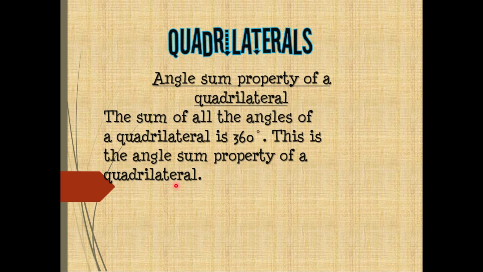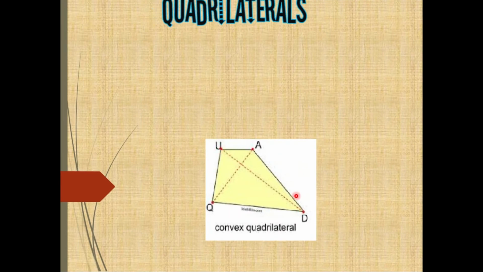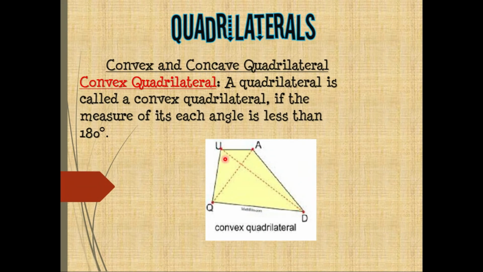Sum means, like when we are drawing any quadrilateral, suppose here we have a quadrilateral UADQ. So their total, angle D plus angle A plus angle U plus angle Q, should also always be equal to 360 degrees.